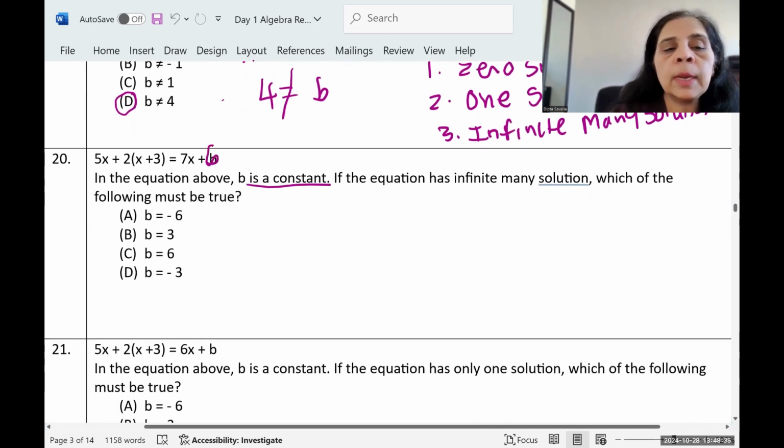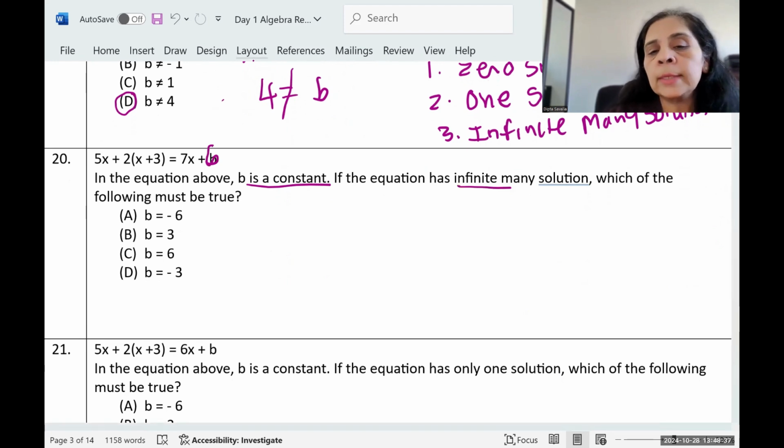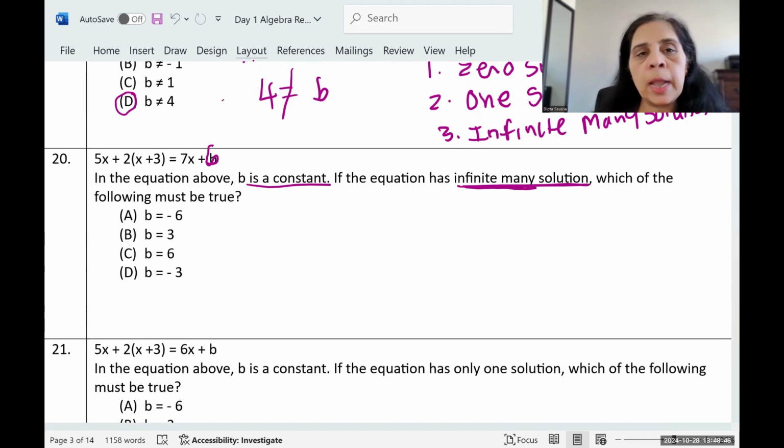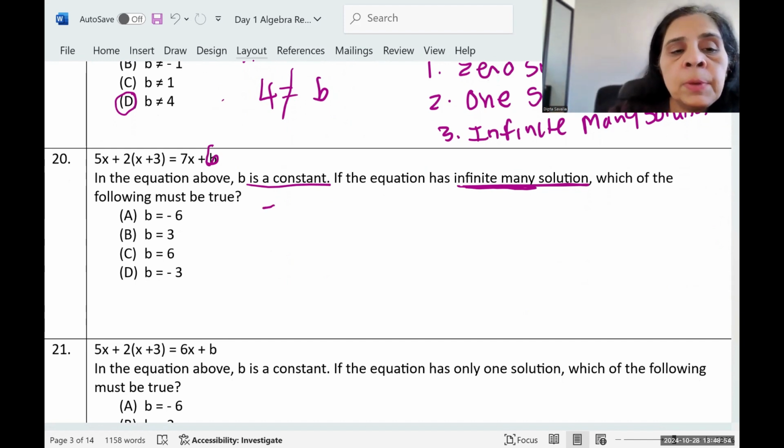So we have B right here. If the equation has infinitely many solutions, which of the following must be true? Infinitely many solutions means that after you simplify, you can see exactly the same coefficient of variable and the same number on both sides. So let's simplify this.